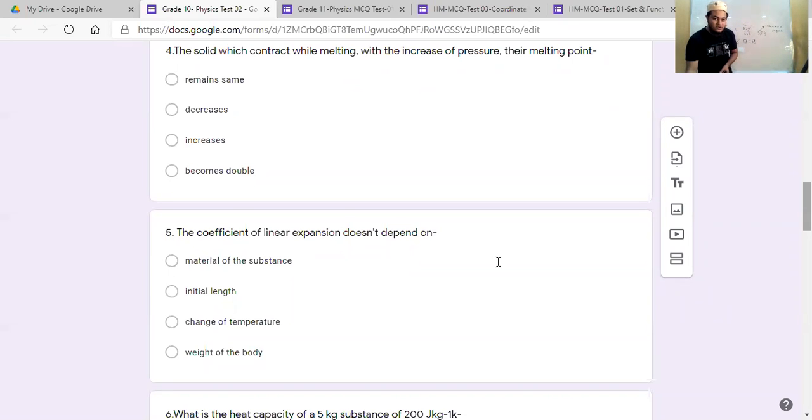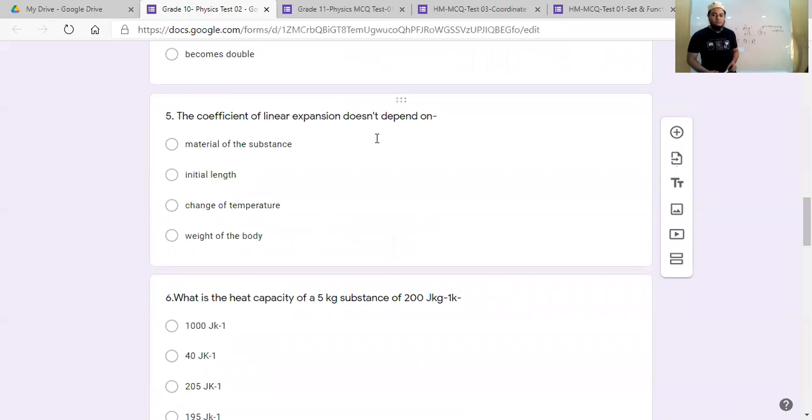The coefficient of linear expansion doesn't depend on the material of the substance. Obviously it depends on it. For copper, the coefficient of linear expansion will have a particular value. When you take iron, definitely it will have a different value, right? For a particular material, it is constant, but whenever you change the material, it will change. So definitely it depends on that.